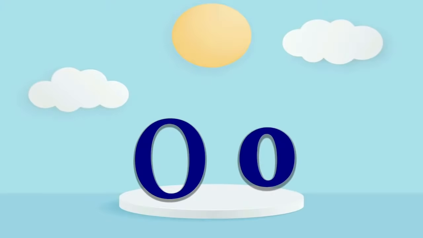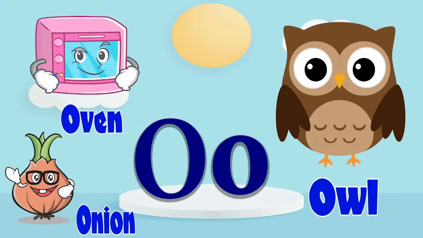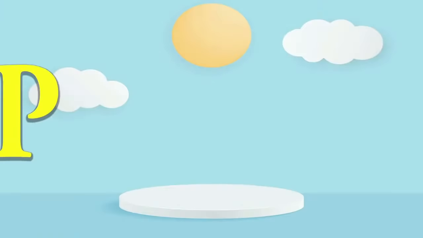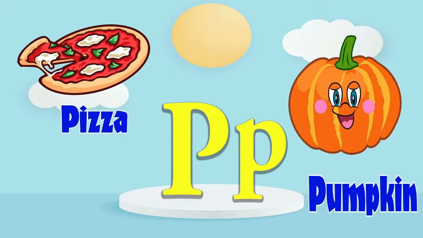O for owl. O for oven. O for onion. O for owl, oven and onion. P for pumpkin. P for pizza. P for parrot. P for pumpkin, pizza and parrot.